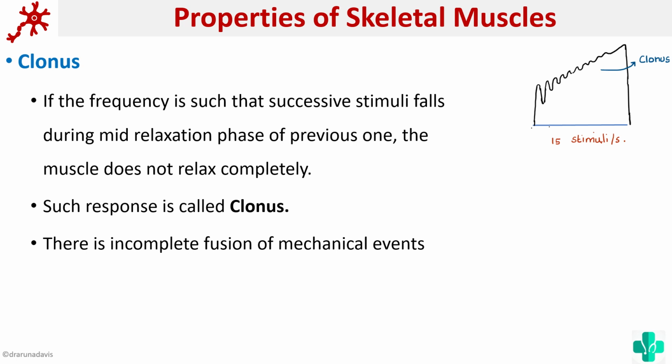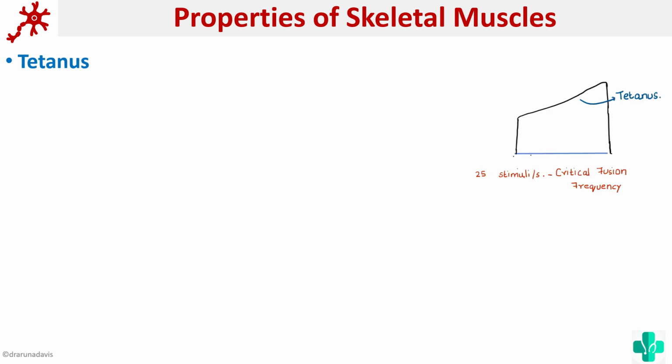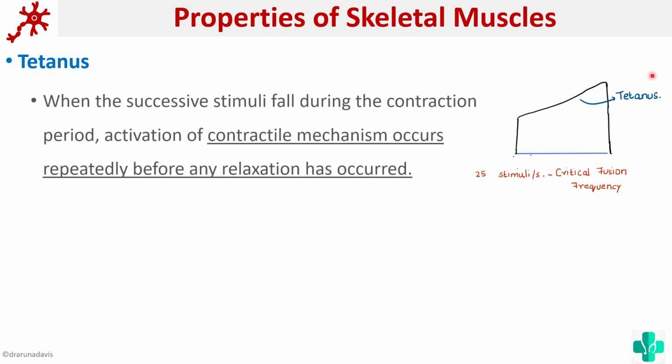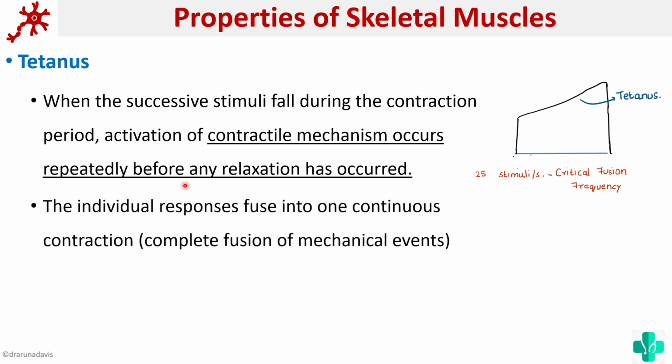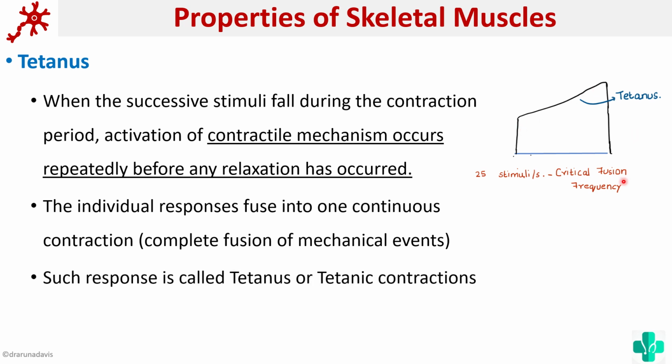Okay. Next is tetanus. Now suppose we are going to give it during the contraction phase. Multiple stimuli is given during the contraction phase. What happened last time? We know it is summation. Here also it will be summated. Okay, so when successive stimuli fall during the contraction period, then activation of the contractile mechanism occurs repeatedly before any relaxation has occurred. So the individual responses will fuse into one continuous contraction, causing this phenomenon called tetanus or tetanic contractions.